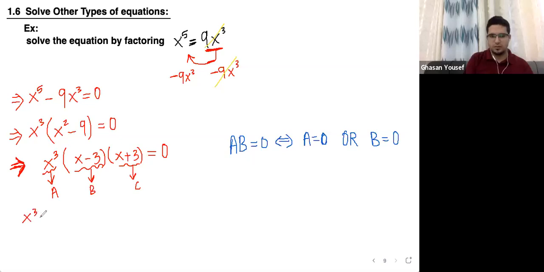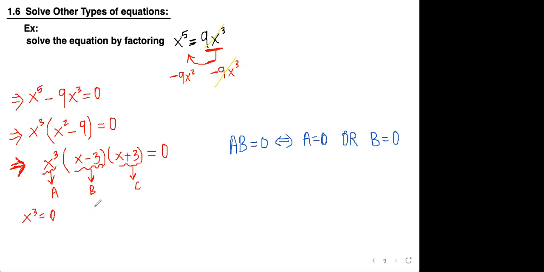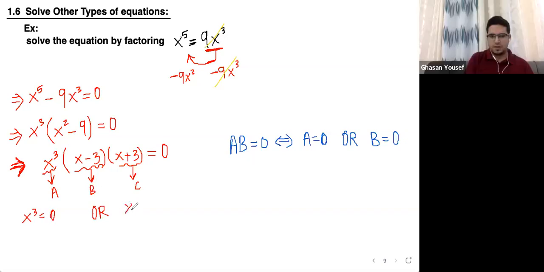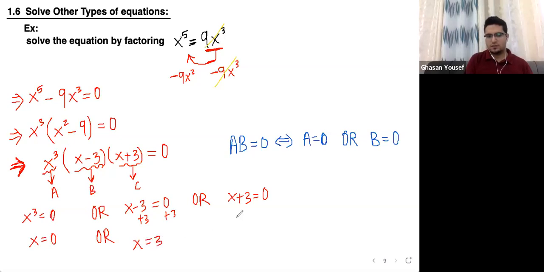So x cubed equals 0, or x minus 3 equals 0, or x plus 3 equals 0. Matthew said the answer. So here I can get the answer by taking the third root for both sides. So x equals 0. Or here I have to add 3 to both sides. So x equals 3. Here I have to subtract 3 from both sides. So x equals minus 3.